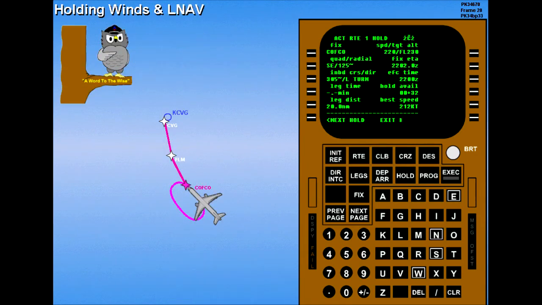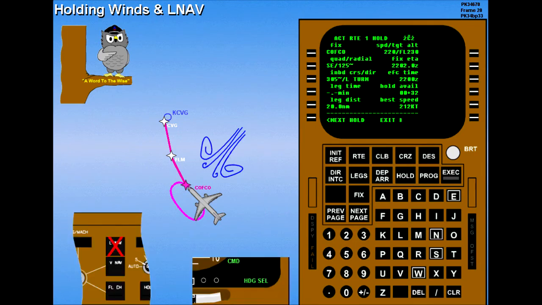Now for some words of wisdom concerning holding winds and LNAV. When arriving at a holding fix, if winds are excessive, consider disengaging LNAV and using the heading select mode to adjust the bank angle. Following entry, if it can be reasonably assured the displayed holding pattern will not exceed protected airspace, use of LNAV may be resumed.